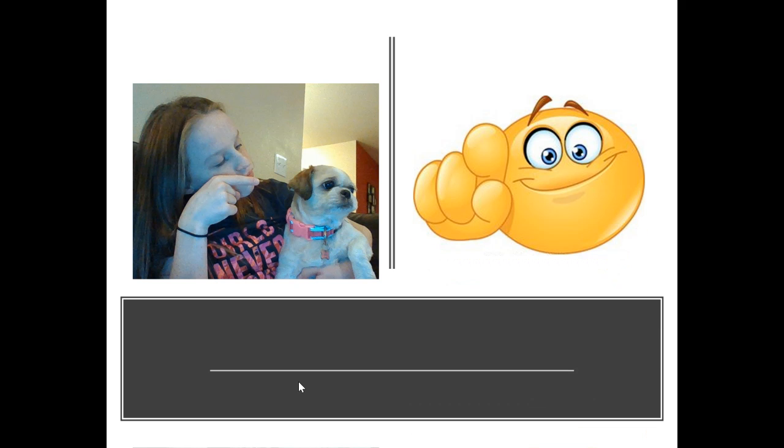Last group of pictures. What do you notice or see? Well, in the first picture, I notice a picture of my daughter and my dog, and my daughter is pointing at the dog. And in the second picture, I notice a person is pointing at me or at you. So, how are these pictures the same or similar?